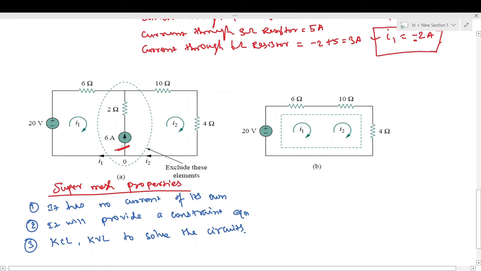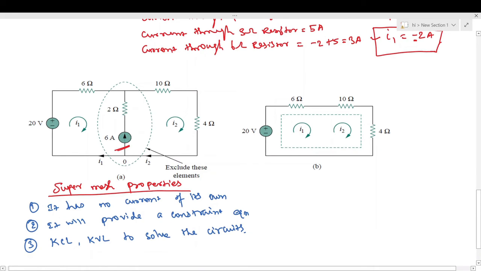We can recall once again. When the current source is connected between two loops, or common to two loops, that time this will form the super mesh, and this super mesh has certain properties. First, it has no current of its own. Second, it will provide a constraint equation which can be used to solve the further equations obtained from the circuit diagram by applying the KVL. And third one is we need to apply KCL and KVL to solve these kinds of circuits.